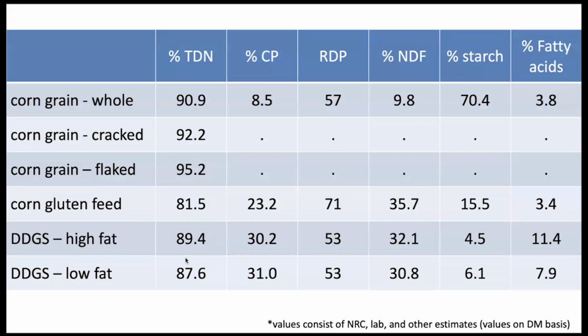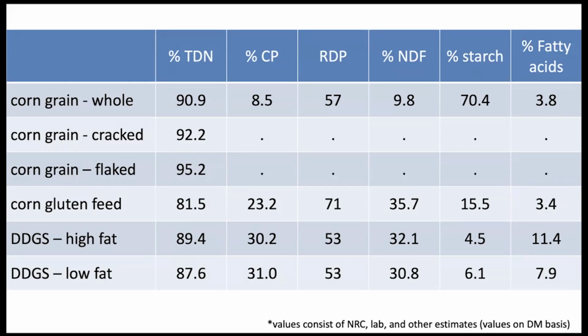DDGs 87 to 89% TDN. Now, typically when we're feeding DDGs, we're feeding it as a combination energy and protein supplement. So if I need both energy and protein, DDGs is a great option for me. If I only need energy, that's where my corn is going to come in. And feeding whole shell corn is a great energy option. I'll tell you, that's something we've used in our family operation for many years, is just straight whole shell corn.